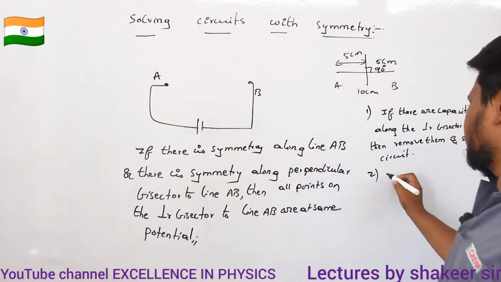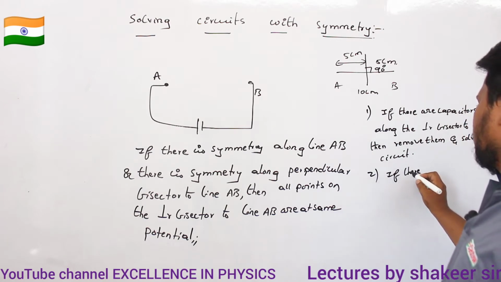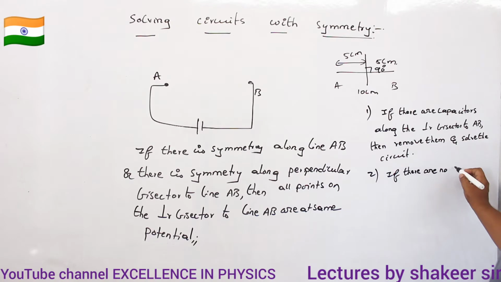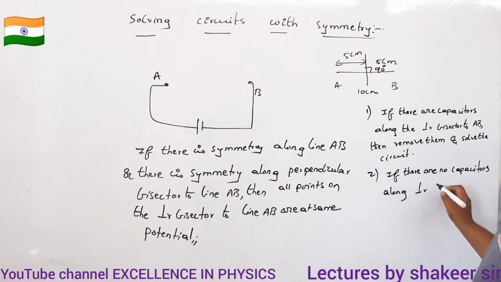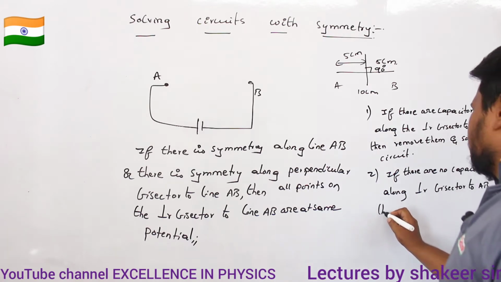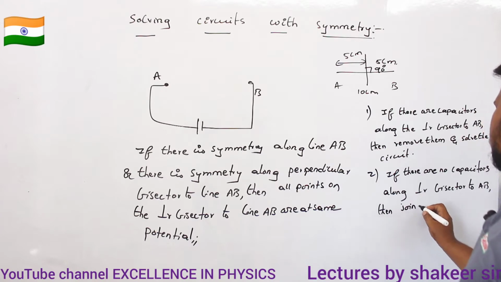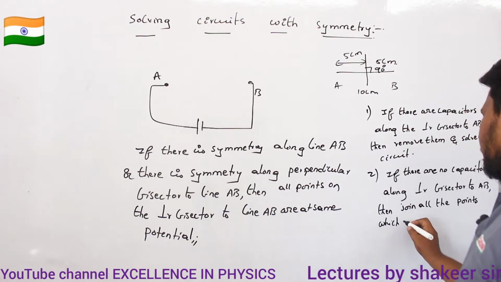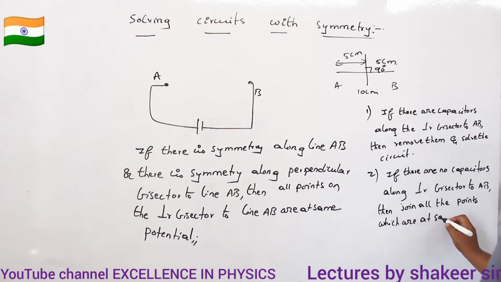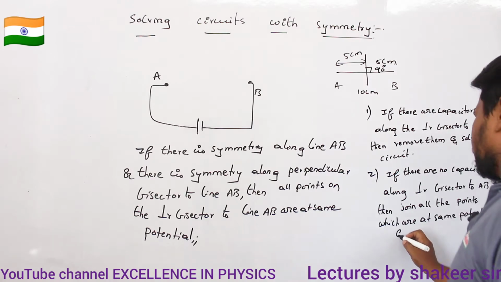Second point: if there are no capacitors along the perpendicular bisector to AB, then join all the points which are at same potential and solve the circuit.